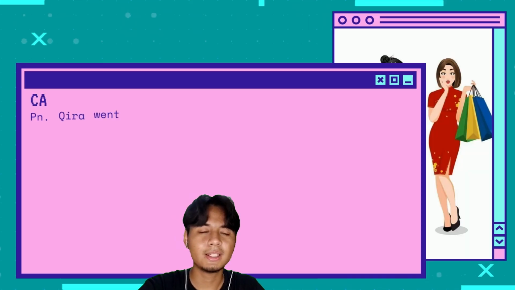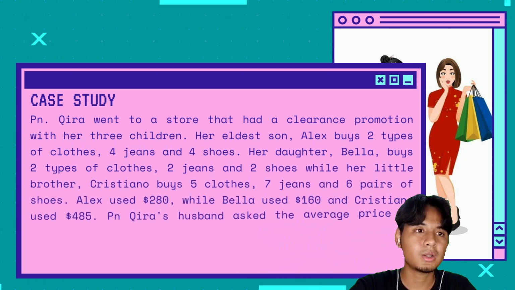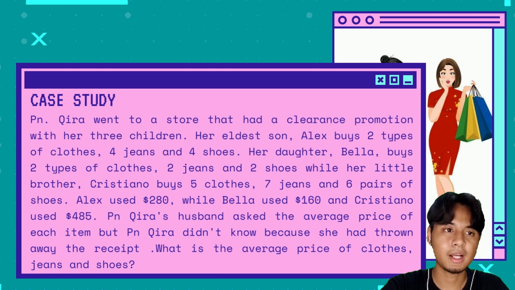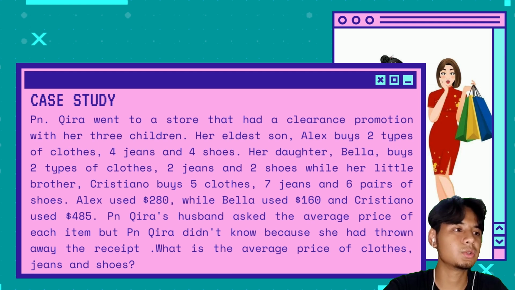For our case study, we will talk about Puan Kira, who went to a store that had a clearance promotion with her 3 children. Her eldest son, Alex, buys 2 types of clothes, 4 jeans and 4 shoes. Her daughter Bella buys 2 types of clothes, 2 jeans and 2 shoes, while her little brother Cristiano buys 5 clothes, 7 jeans and 6 pairs of shoes. Alex used $280 while Bella used $160 and Cristiano used $485.